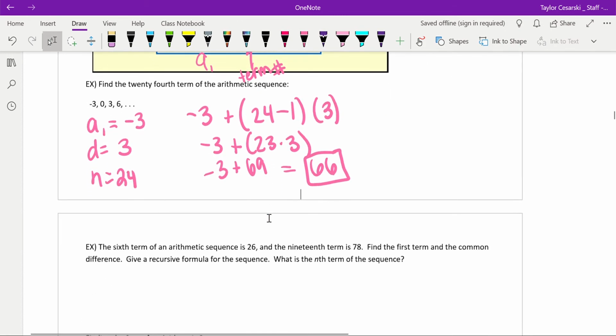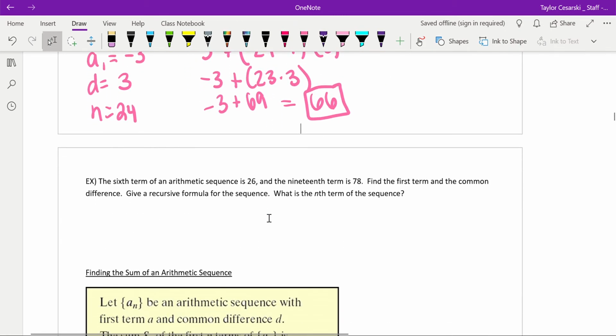Okay, alright, next one. We have the 6th term of an arithmetic sequence is 26, the 19th term is 78. Find the first term and the common difference. Find the recursive formula, what's the nth term? Okay, so we have the 6th and the 19th. Alright, so I'm going to explain the process. It's going to seem a little long, but you'll get the pattern.